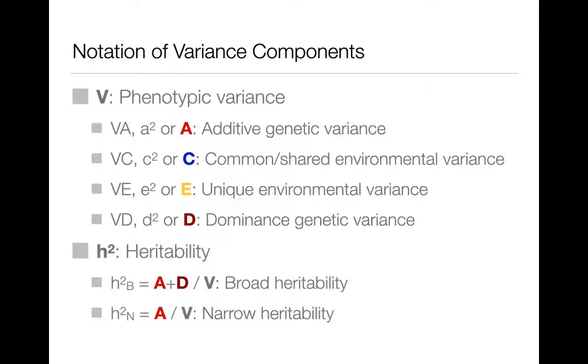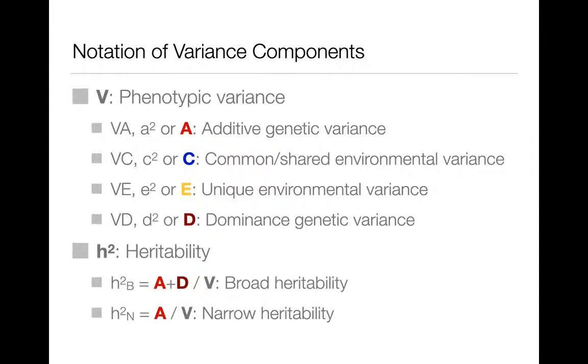Now, a quick note on the notation of the variance components, because these are sometimes used interchangeably. We refer to V as the phenotypic variance that we are going to decompose into any of the following sources of variance, including A, the additive genetic variance, C, the common or shared environmental variance, E, the unique environmental variance, or D, the dominance genetic variance.